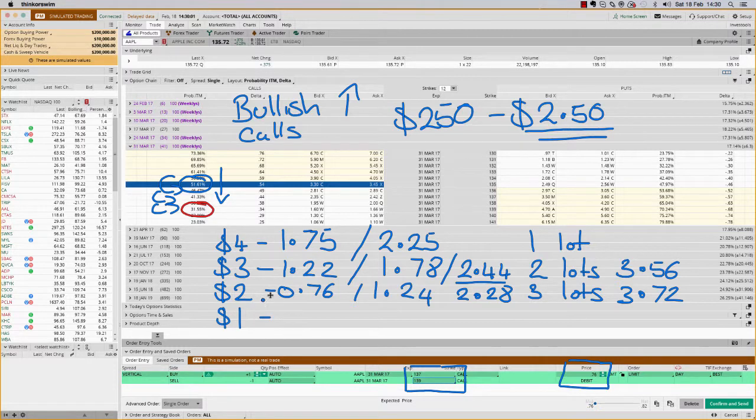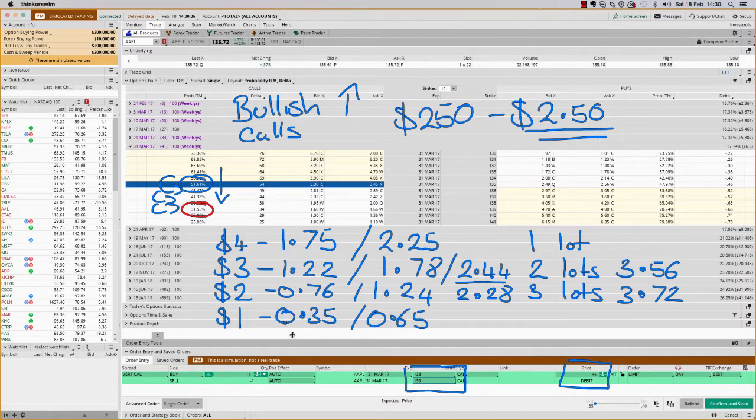So we need to work it out. So $1 spread, let's look at it. The 37 goes to 38. It's now a $1 spread, and I'm being quoted at 35 cents. So to get the max profit, $1 minus 35 cents is going to be 65.